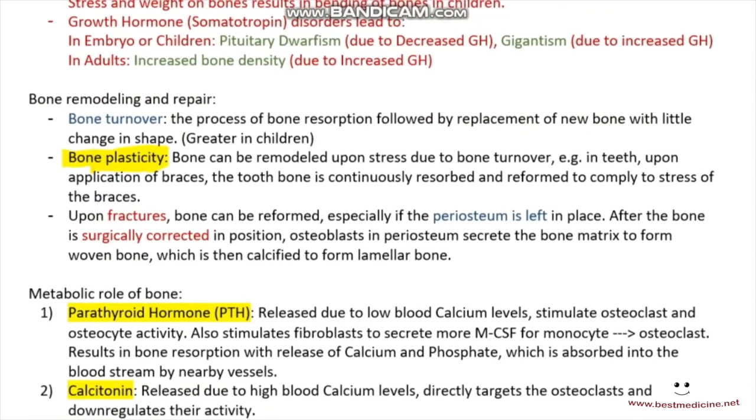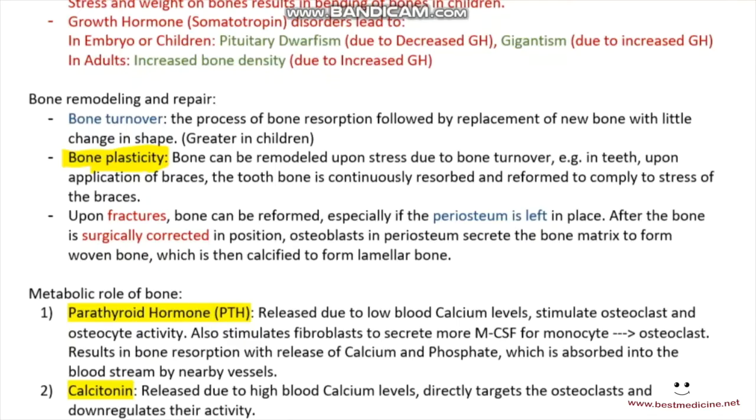In bone repair, there's also a very important phenomenon, that is that if periosteum is left in place of a broken bone, of a fractured bone, after it is surgically corrected, the periosteum which contains the osteoblast would be able to reform that bone in that particular location.